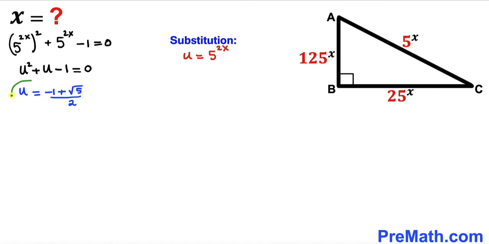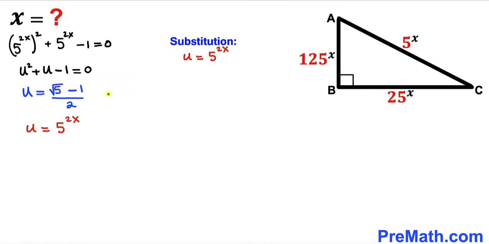And now let's focus on this u value. And this could be written as u equal to square root of 5 minus 1 divided by 2. It doesn't make any difference whatsoever. But then we know from the substitution u equals 5 power 2x. And if we compare these two equations, we can see the left hand sides are identical. So therefore we are going to equate the right hand sides. So I can write 5 power 2x equal to square root of 5 minus 1 all over 2.